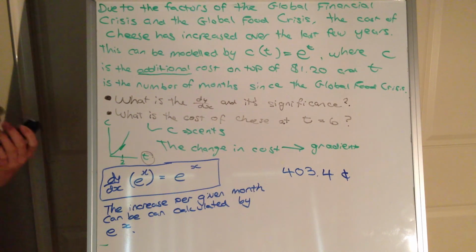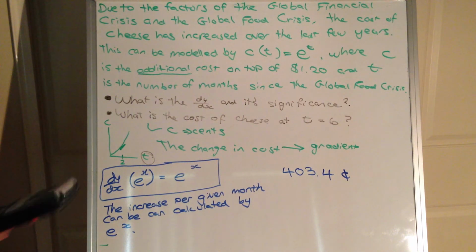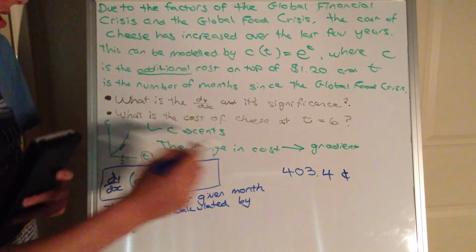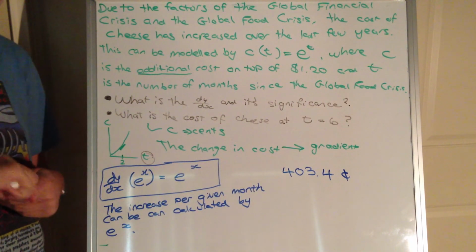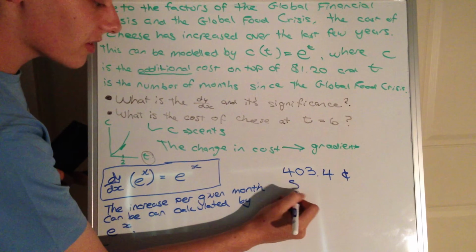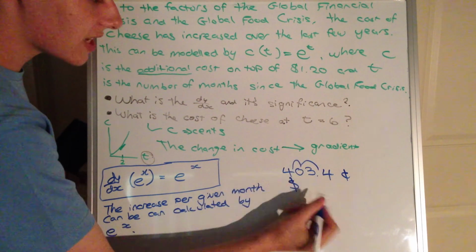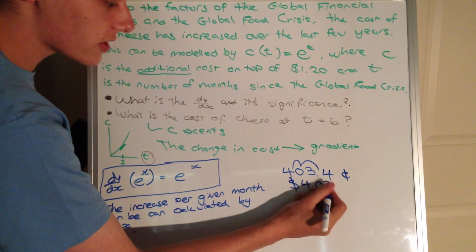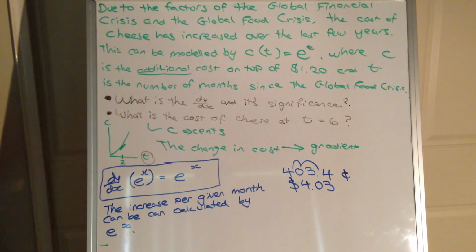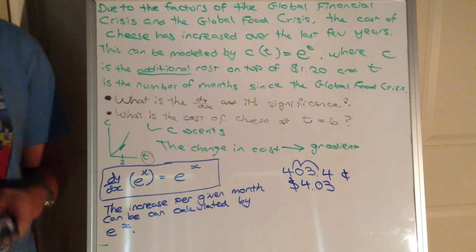Obviously, the global food crisis has significantly affected this. In fact, very significantly. In fact, I probably should have done it as years, but never mind. So what we do now is, we just need to put this into dollars. There are 100 cents in a dollar, so we're going to move this back 2 decimal places, and we're going to get $4.03 as being the increased cost. But then we need to add that to our additional cost.